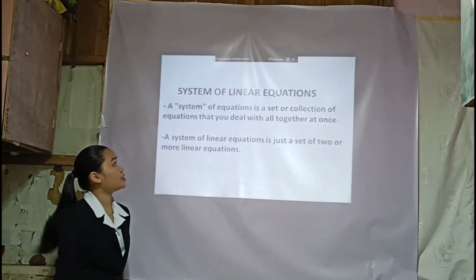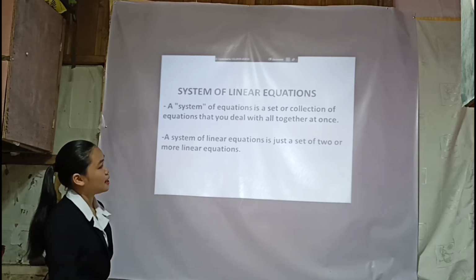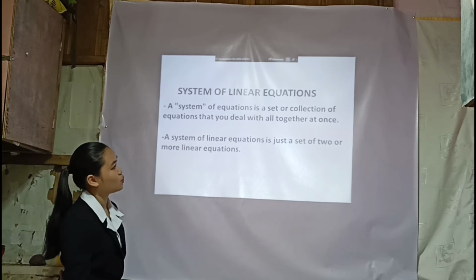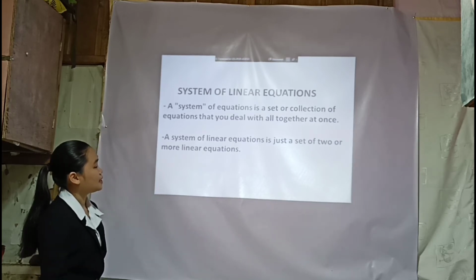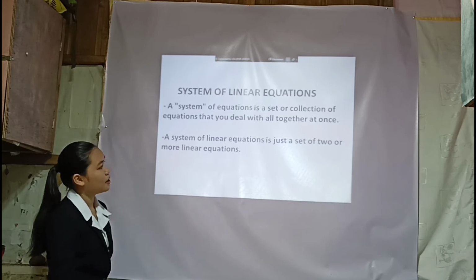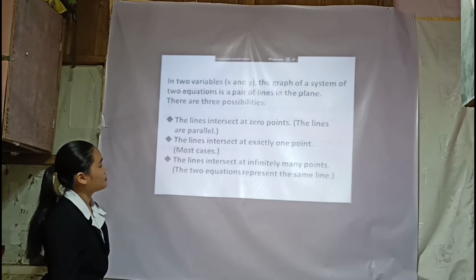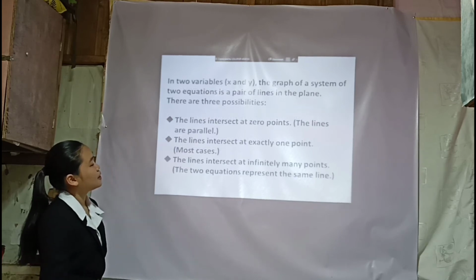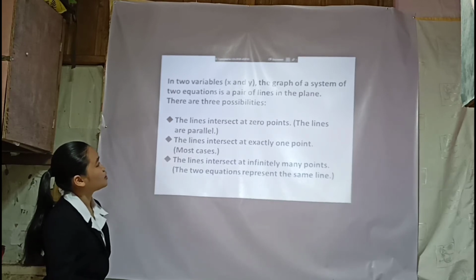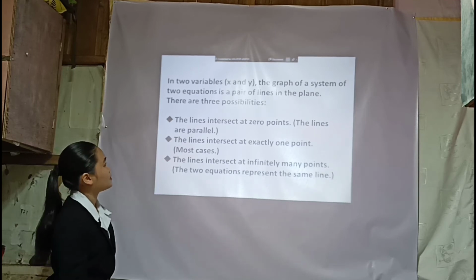System of linear equations. A system of linear equations is a set or collection of equations that you deal with all together at once. A system of linear equations is just a set of 2 or more linear equations. In 2 variables, x and y, the graph of a system of 2 equations is a pair of lines in the plane. There are 3 possibilities.